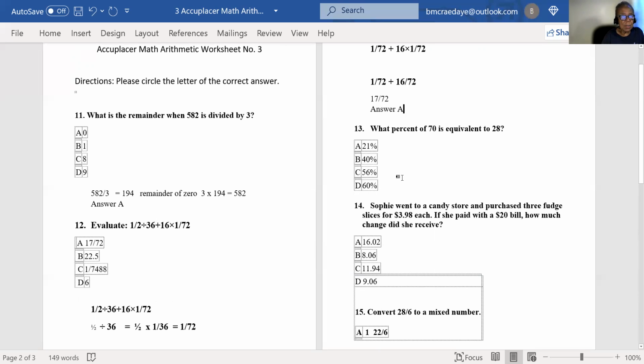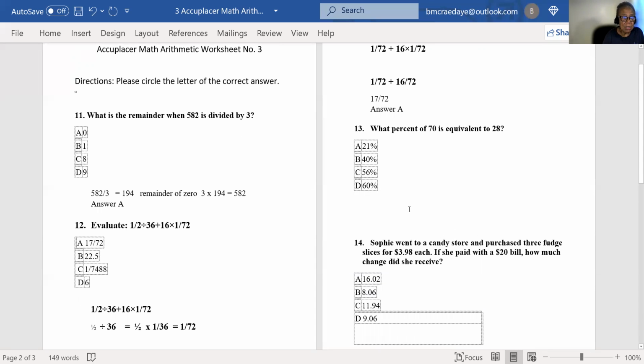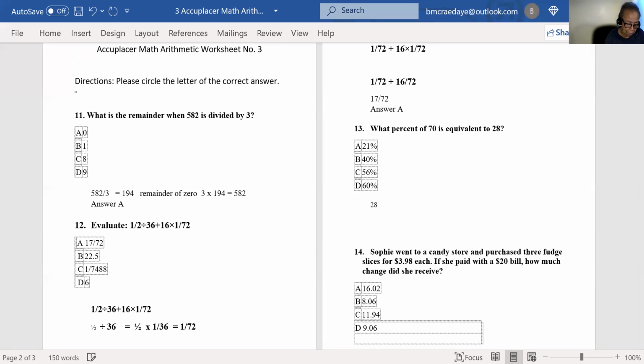Let's go to 13. What percent of 70 is equivalent to 28? Now, this then is just a division. You're saying 28 is what part of 70? How would you solve that? Well, what number goes into 28 and also goes into 70? Right? What is that number? 7. 28 can be divided by 7, and 70 can be divided by 7.